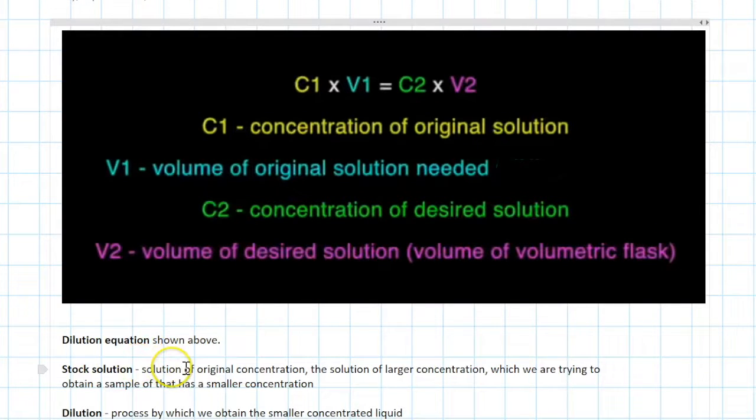So the stock solution has the solution of the original concentration, and that has the larger concentration, and that is a sample that we're trying to get to a smaller concentration. So dilution is a process by which we actually get the smaller concentration.